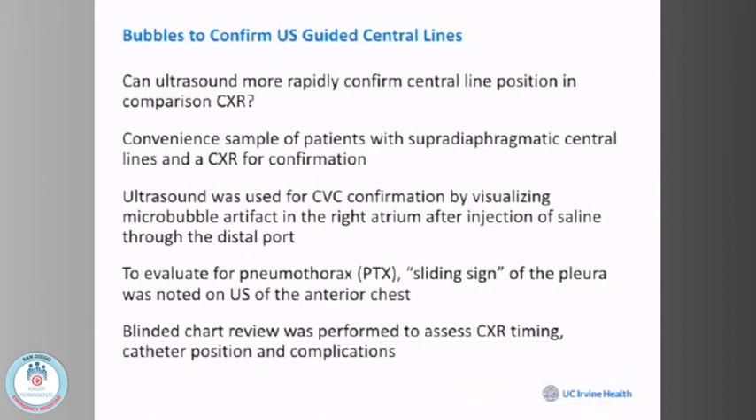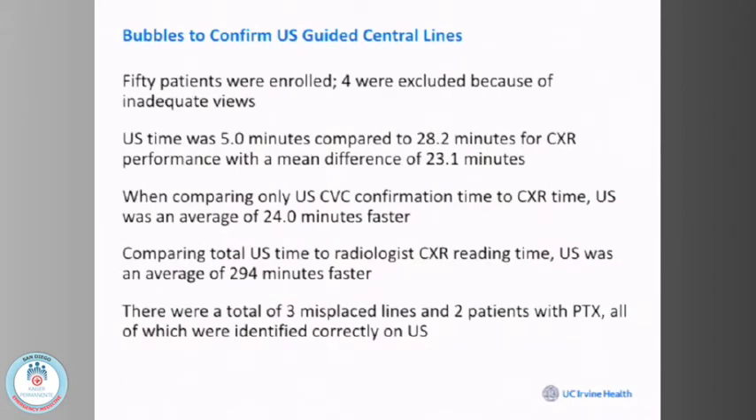They did a blinded chart review, and they looked at the chest x-ray timing, catheter positioning, and complications. They enrolled 50 patients, 4 got excluded. The ultrasound time was 5 minutes compared to 28 minutes to get a chest x-ray, with a mean difference of 23 minutes. If you added it out, the ultrasound was 24 minutes faster.